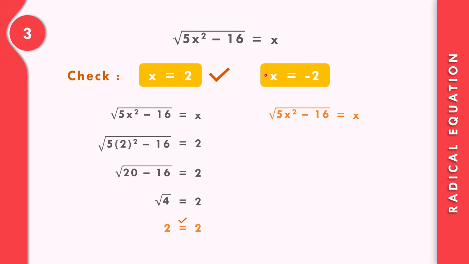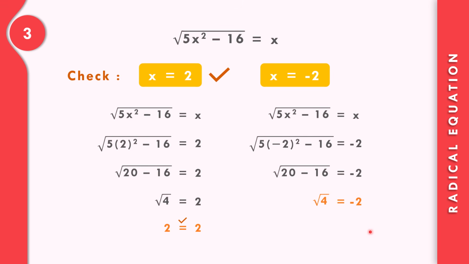How about negative 2? Let us replace x by negative 2 in the given equation. So that becomes the square root of 5 times negative 2 squared minus 16 is equal to negative 2 as the value of x. Negative 2 times negative 2 is positive 4, times 5, that is the square root of 20, copy negative 2. The square root of 20 minus 16 is equal to the square root of 4. The square root of 4 equals negative 2. And the square root of 4 is exactly positive 2. It is not equal to negative 2. It means the only solution is positive 2.